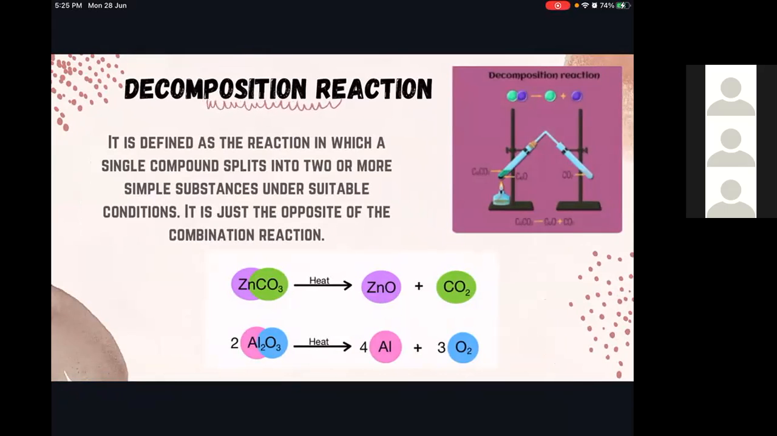Decomposition reaction. It is defined as a reaction in which a single compound splits into two or more simple substances under suitable conditions. It is just the opposite of the combination reaction. Like zinc carbonate gives zinc oxide and carbon dioxide, and aluminium oxide gives aluminium and oxygen.